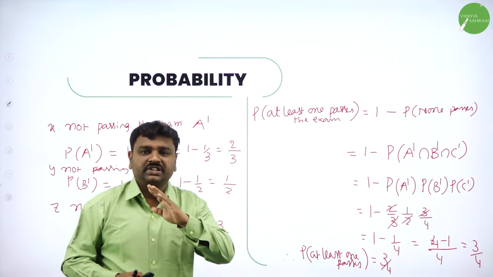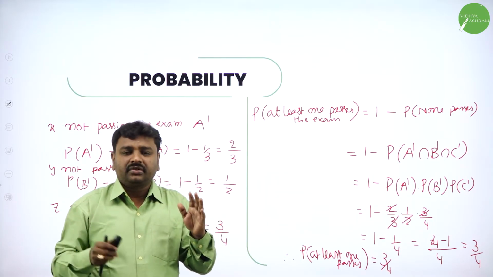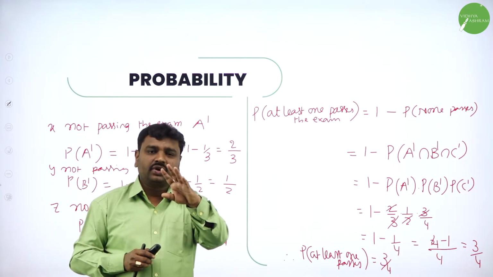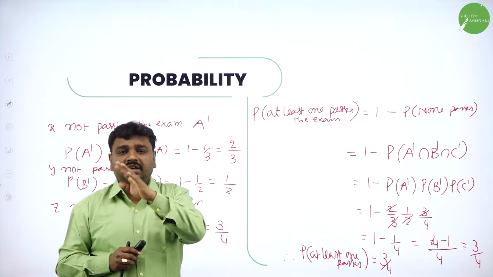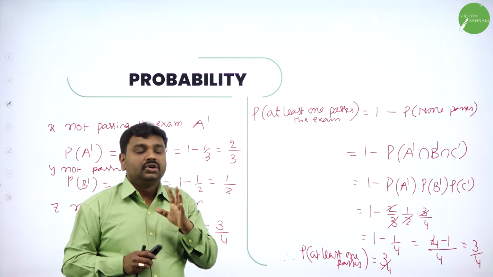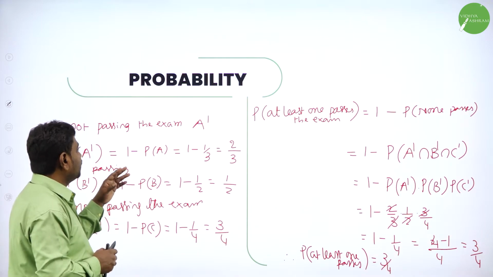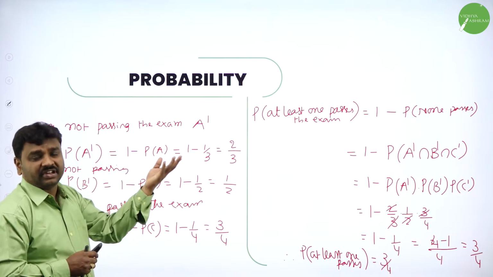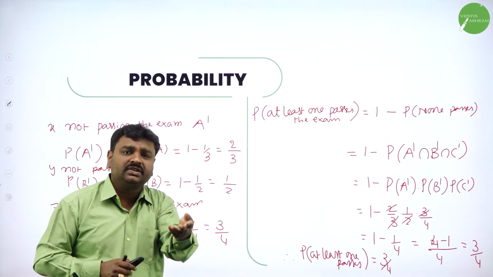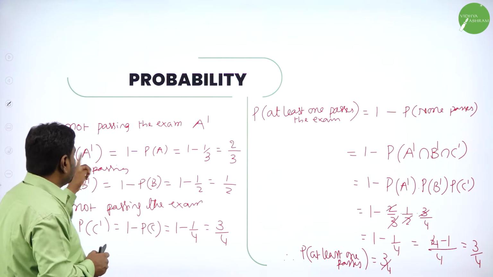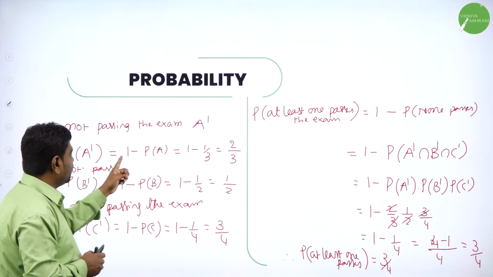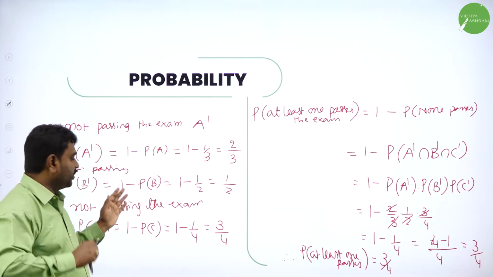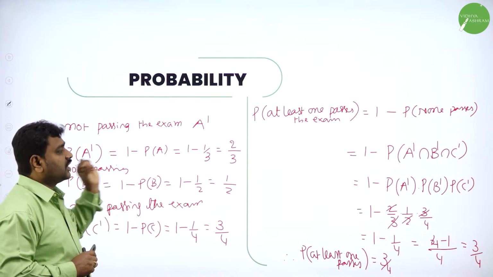First you should be thorough with the logic. So total minus no one will pass. If you remove no one passing, you will get at least one passing. So X not passing the exam means A dash. A means X passing the exam, A dash X not passing the exam. B is Y passing the exam, B dash Y not passing the exam. So what is the complement formula? Probability of A complement is 1 minus P of A. P of A dash is 1 minus P of A, P of B dash is 1 minus P of B, P of C dash is 1 minus P of C. That is the logic we use.